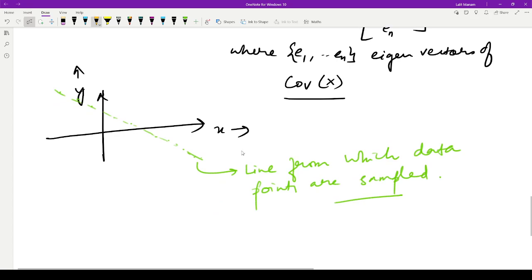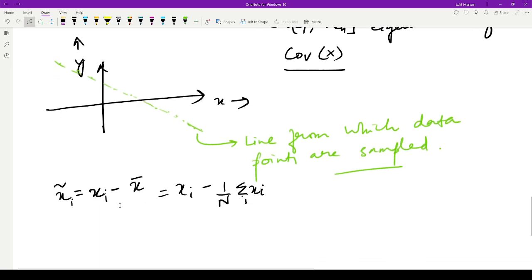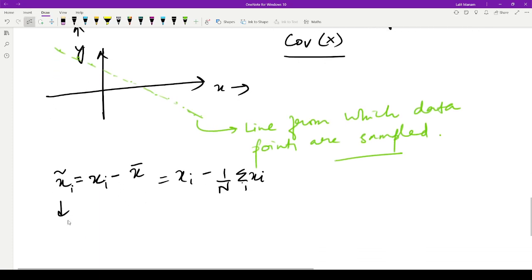Okay, so maybe we'll just do it mathematically so that it's fine. Let me call xi tilde as xi, the given set of points, minus mean. Well, mean is what? 1 by n summation over i xi, right? So given this, what is the mean of this? Summation over i of xi tilde. What is this value? Can anyone tell me?